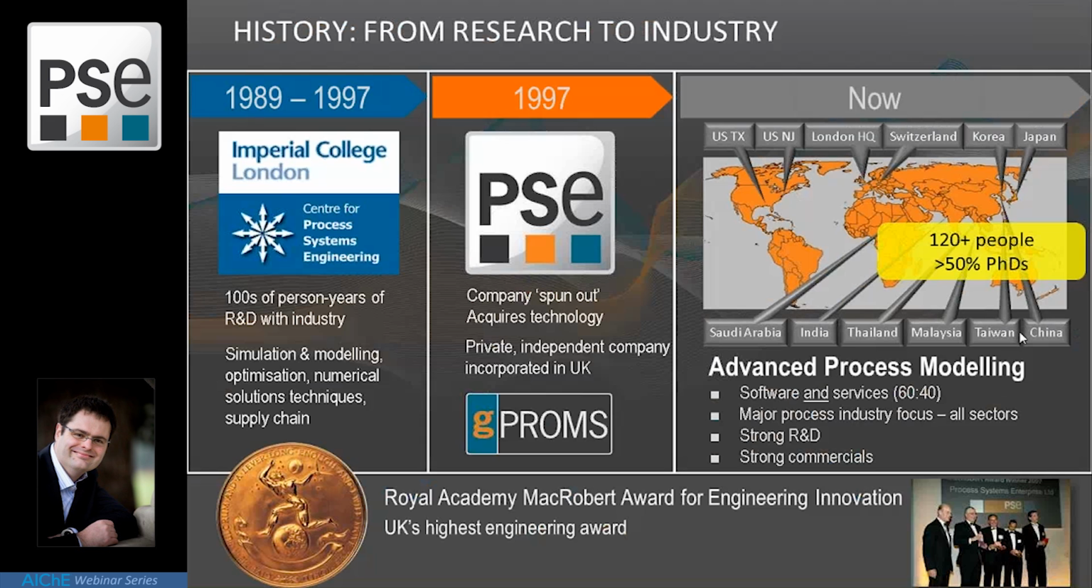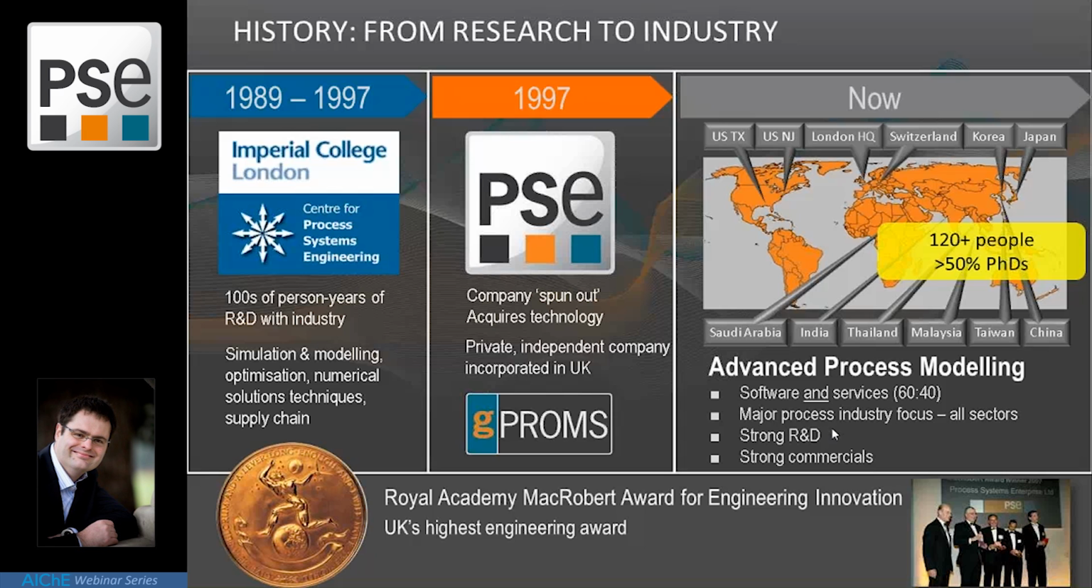We're about 120 people at the moment, with more than half of them being PhDs. Besides supplying software, we also supply services, and this means that we can do whatever people want. This can be anything from us writing a report and just giving you a report of the design and operation of a chemical plant, all the way up to where the customer is doing all the work, and we are hired for detailed questions from time to time.